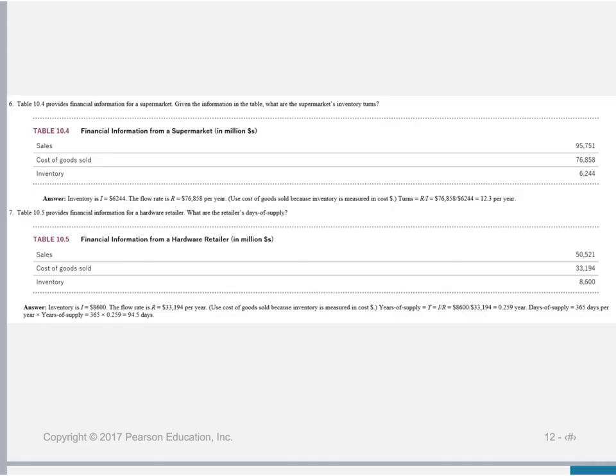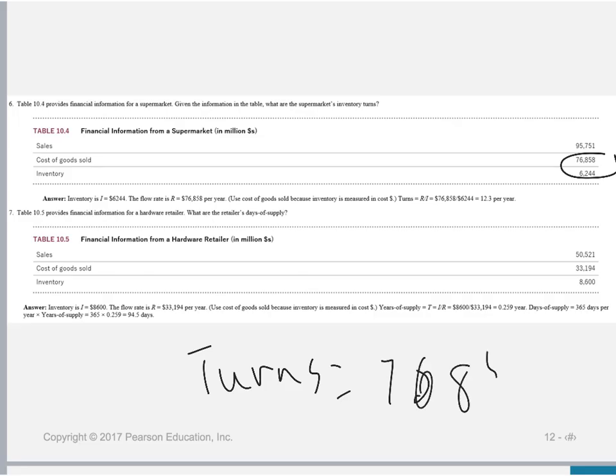Here's another example. We're given financial information for a supermarket, and they want to calculate the supermarket's inventory turns. So we know the cost of goods is 76,858, and the inventory is 6244. So the turns are equal to 76858 divided by 6244, and that gives us 12.3 times per year. And that's up here. Then they want to know what are the days of supply with this new chart.